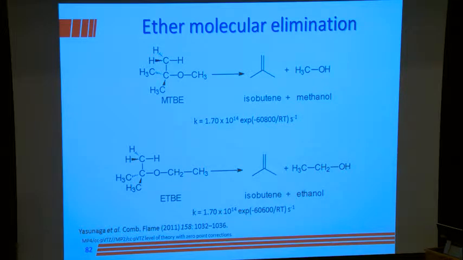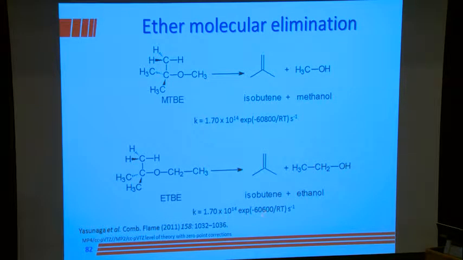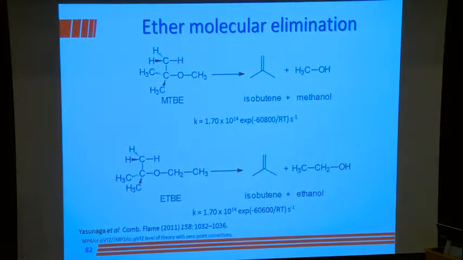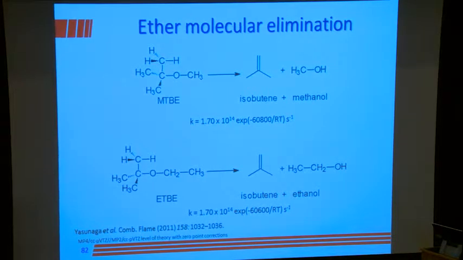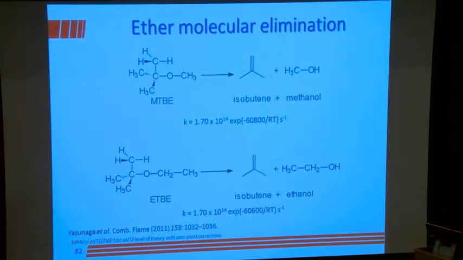But here, the activation energy barrier, if you remember for the alcohols, was about 67 kilocalories per mole. Here, it's about 60 kilocalories per mole. And these activation energies were calculated at ab initio level using this level of theory. And these are the rate constants that were calculated for the reactions. But they're virtually identical. The activation energy here only differs by 200 calories. So it's very, very similar. Okay.